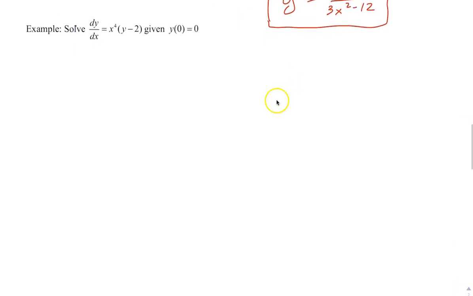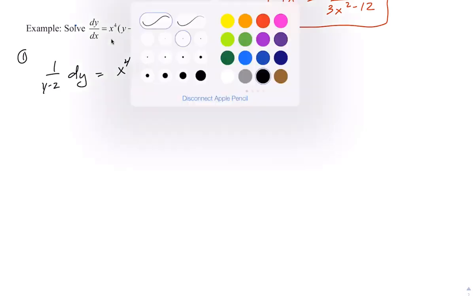So we want to solve dy/dx equals x to the 4th, y minus 2, given our initial condition of y(0) equals 0. So right, step 1, let's separate them. So multiply both sides by dx, and also divide both sides by y minus 2. So I should get this. Again, it says multiply both sides by dx, divide both sides by y minus 2. Next, after that, we integrate both sides.